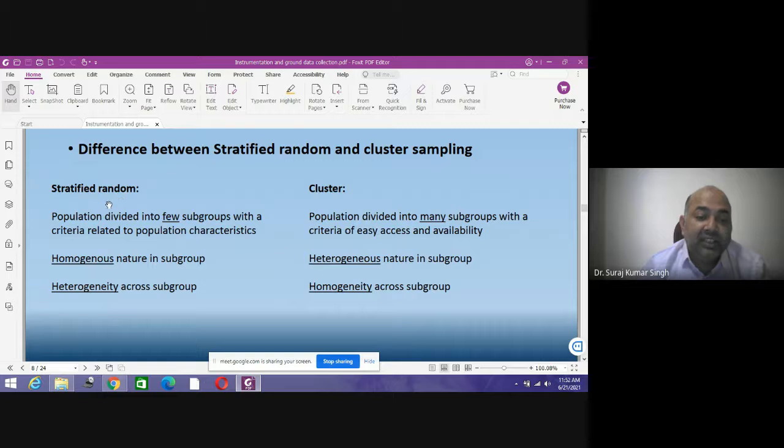Stratified random sampling is a process in which the population is divided into a few subgroups with criteria related to population characteristics. It has a homogeneous nature within subgroups and heterogeneous across subgroups. Whereas in cluster sampling, the population is divided into many subgroups with the criteria of easy access and availability. Next is heterogeneous nature within subgroups and homogeneity across subgroups.